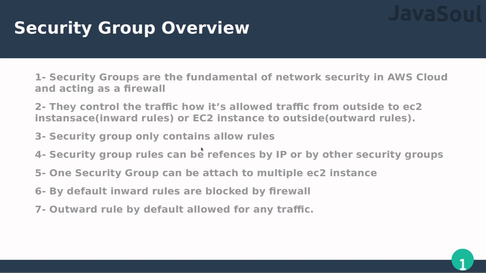Security groups only contain allow rules, and security group rules can be referenced by IP or by other security groups. One security group can be attached to multiple EC2 instances. By default, inward rules are blocked by the firewall, and outward rules are allowed by default.